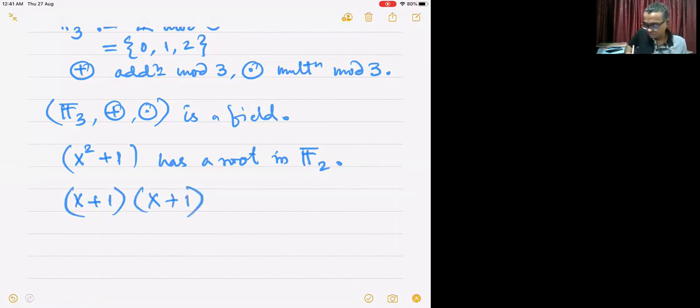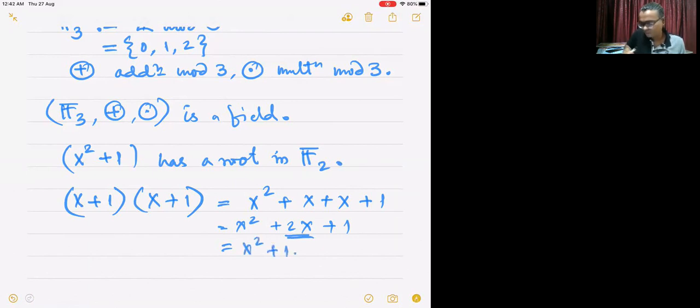If I do this product, I get x squared plus x plus x plus 1, right? So this is x squared plus 2x plus 1. But you see, 2 modulo 2 is 0. So 2x is actually 0x. So this is actually x squared plus 1. So this is how it factorizes here. So all sorts of weird things can happen, but true.